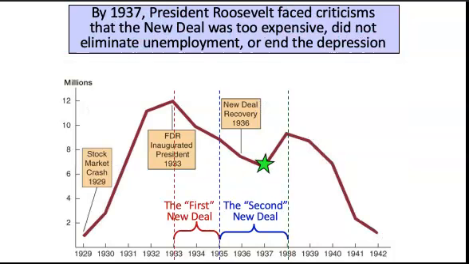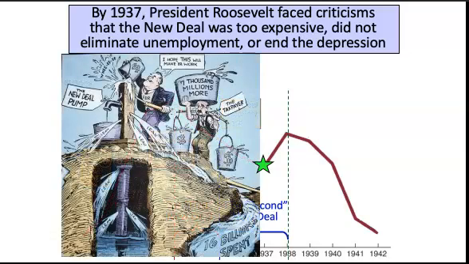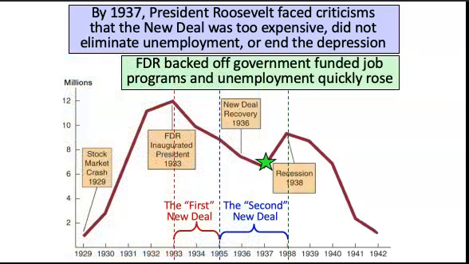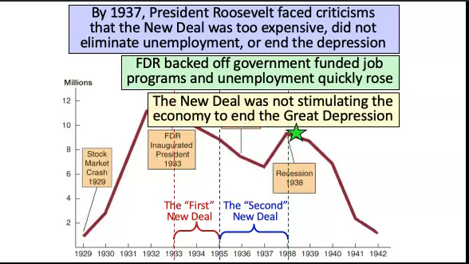By 1937, President Roosevelt faced criticism that the New Deal was too expensive, didn't eliminate unemployment, and didn't end the Great Depression. Many people saw this as a system of the New Deal pump, where all we're doing is just pumping money and it's really not doing anything. Now, FDR started to back off government-funded job programs, but as a result, unemployment quickly rose by 1938. The New Deal was not stimulating the economy to end the Great Depression.